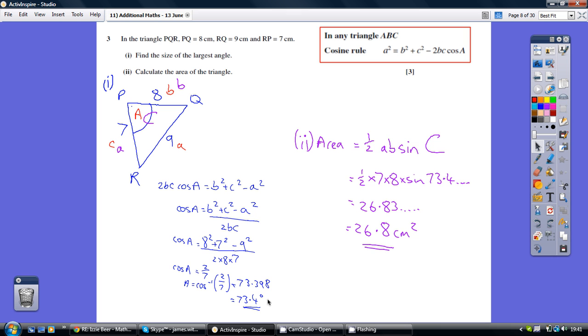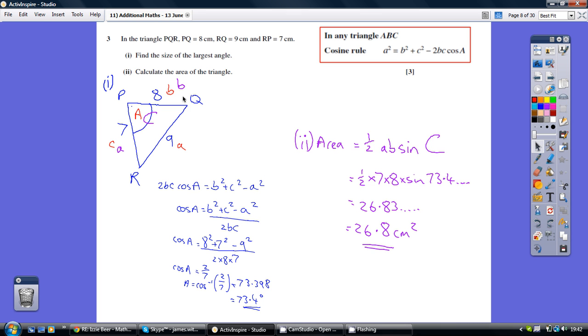angle A. Now for part B, you do need to learn this formula. It was given at GCSE, but you've got to learn it for additional maths. Now the formula is half ab sin C. Rather annoyingly, they choose to have the angle being a different letter. It was A for the cosine rule, it's C for this. Again, I wouldn't bother trying to change this. I would just relabel your diagram accordingly.